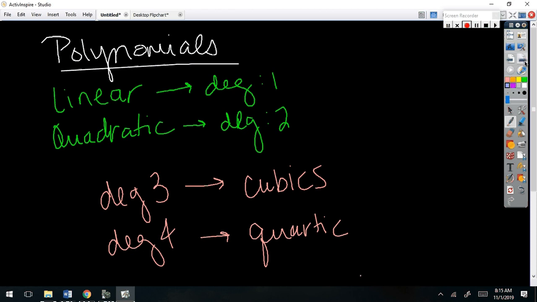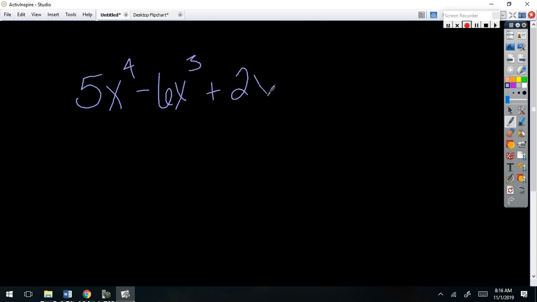When I have a polynomial, this is just reviewing a little bit more. I write them in order of their what? Exponents. So maybe I have 5x to the 4th minus 6x cubed. Do I have to have every single exponent? Is it still a polynomial if I don't? Yes. That's still a polynomial. What's the type of polynomial there? Quartic. It is a quartic. What is the leading coefficient? 5.